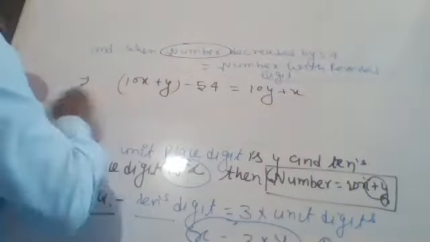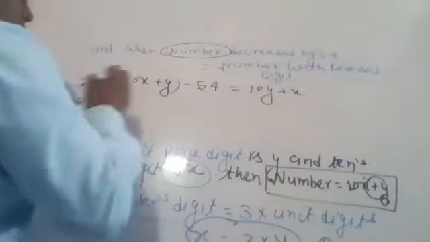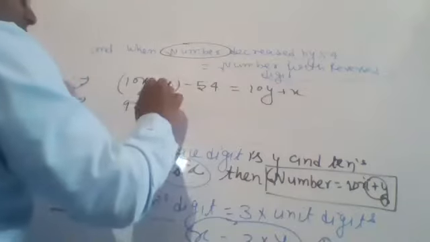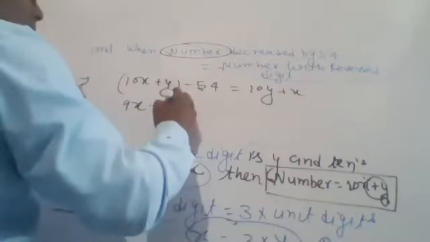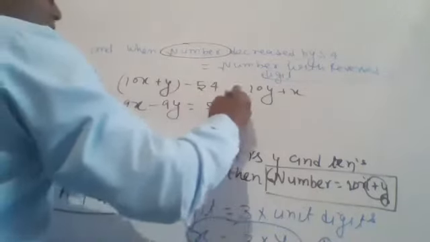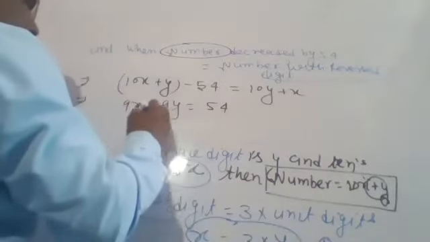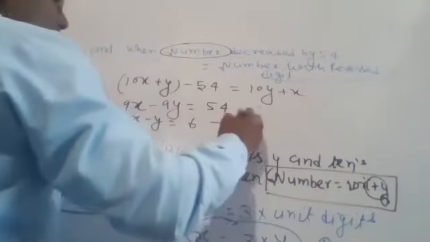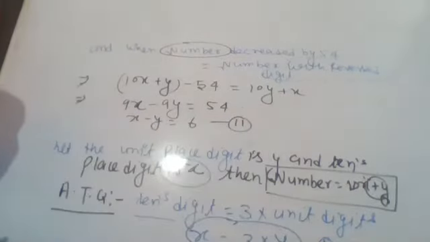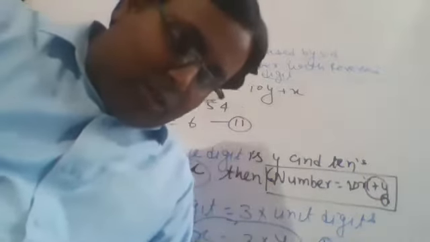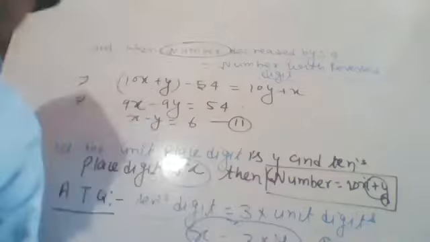Now we have to simplify this statement. After shifting x to the left side, we get 10x minus x, which is 9x. 10y going to the left side becomes 9y minus 10y, which is minus 9y, and 54 goes to the right side. So in this way we can say that x minus y is equal to 6. This is equation number 2. Just write it down, everyone. It is a very easy and very important question. Such questions will be asked in the examination, everyone.